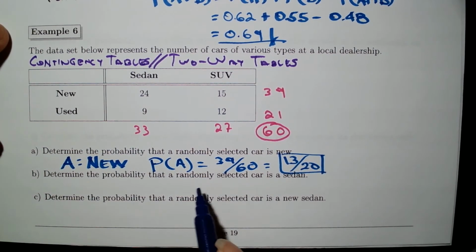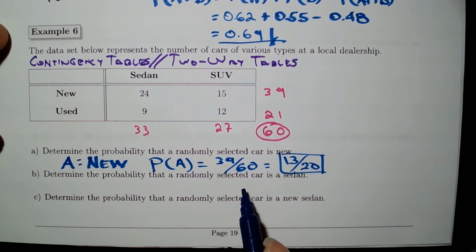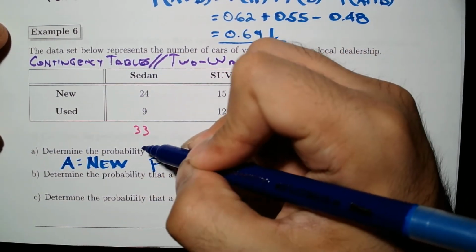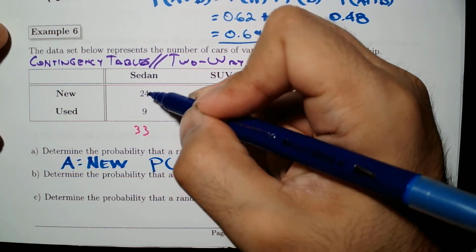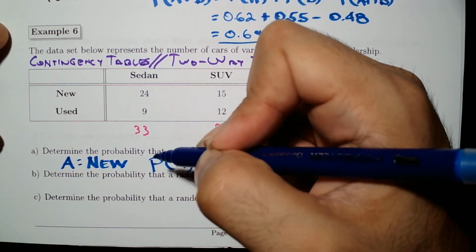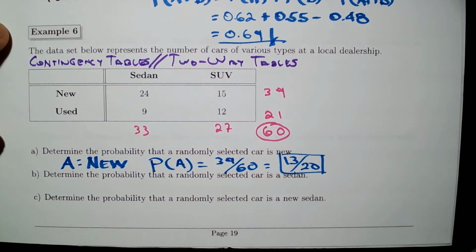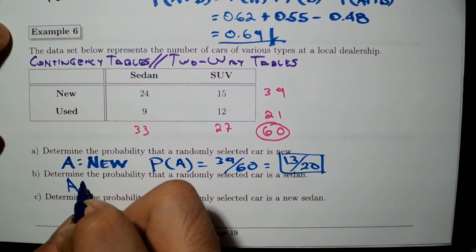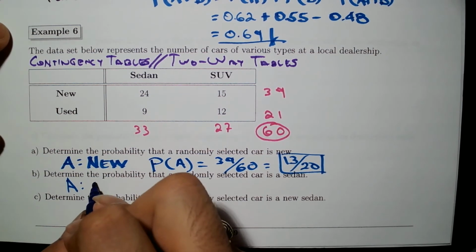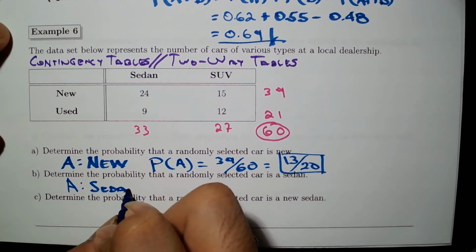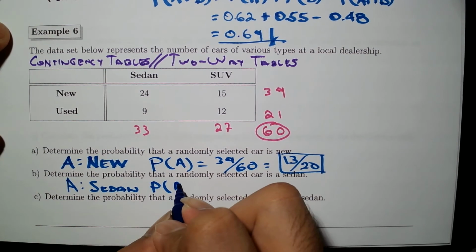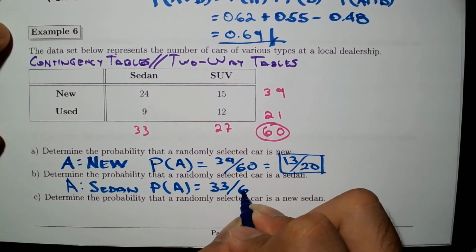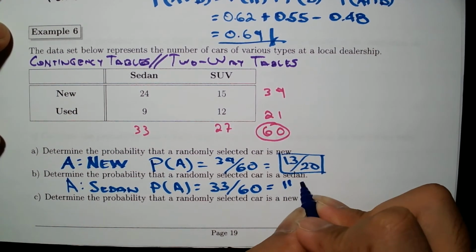For letter B, let's determine the probability that a randomly selected car is a sedan. In this case, I'm going to go to the total number of sedans, whether these are new or used, it doesn't matter. I only need the car to be a sedan. The probability for that to occur is 33 out of 60, which reduces to 11 over 20.